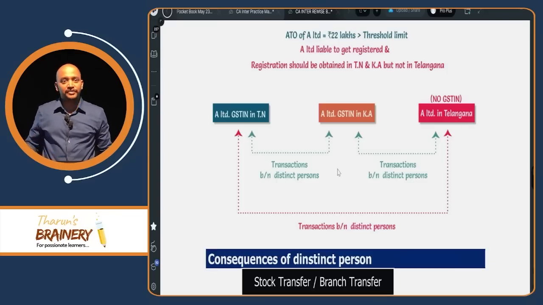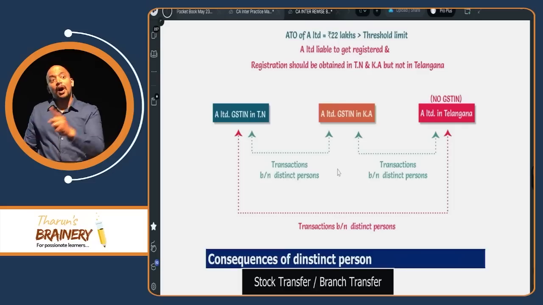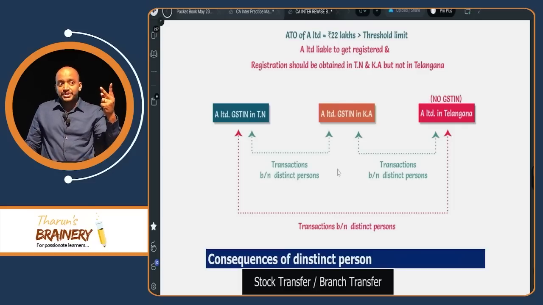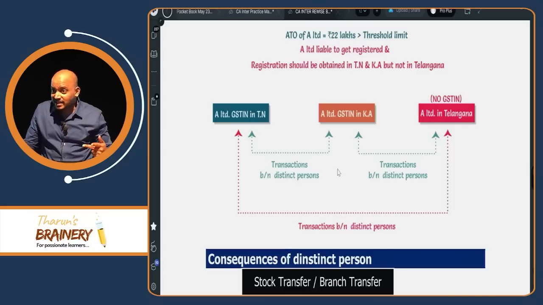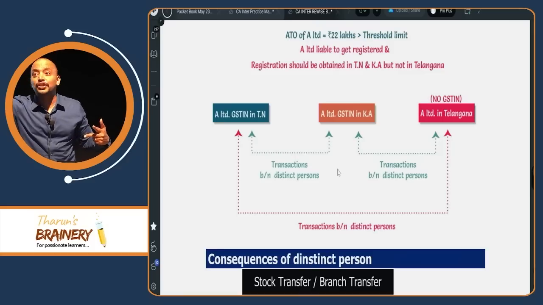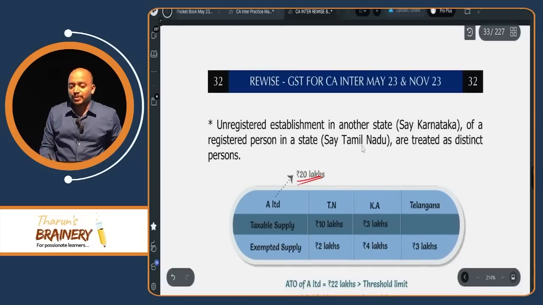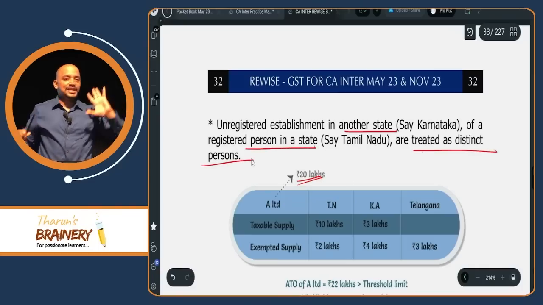Now tell me what is the meaning of distinct person. Come on. One registration of a person to their another registration, or one registration of a person in a state and another establishment in the other state even though not registered. Even an unregistered establishment in another state of a registered person in a state is treated as a distinct person.